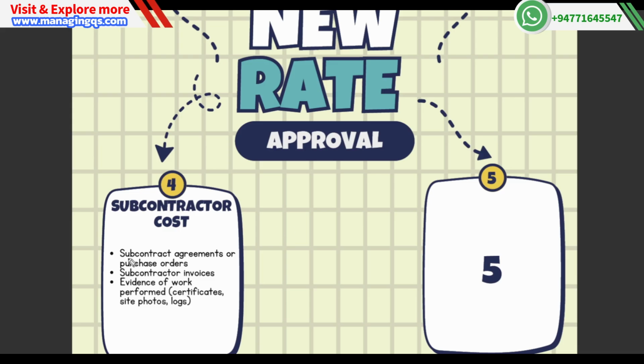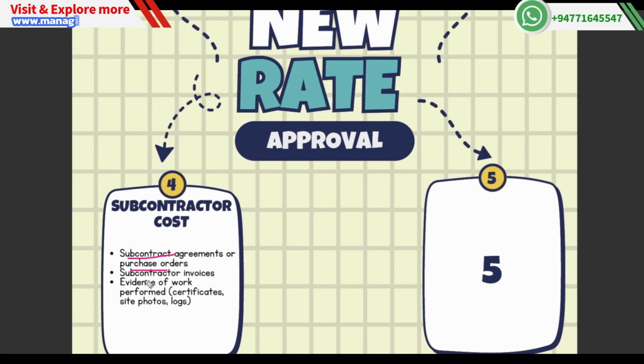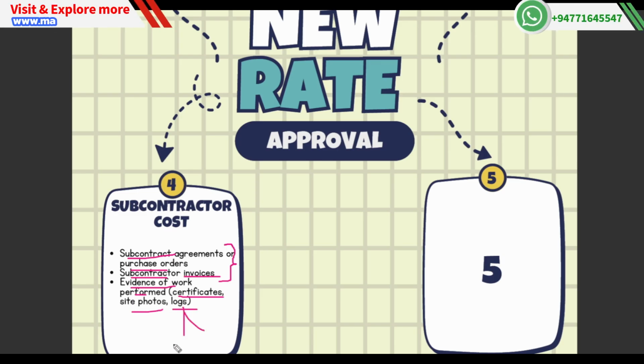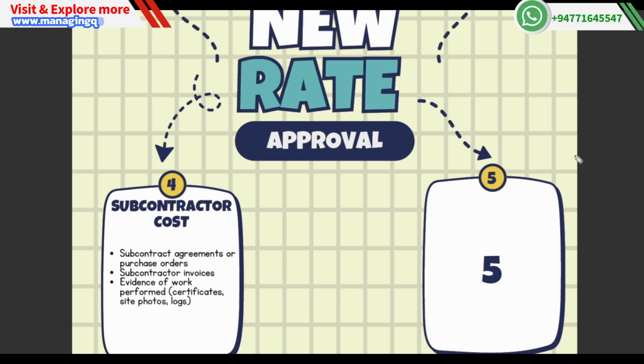The first one is the subcontractor agreements, or we can say the purchase order. The second one is the subcontractor invoices. So these are two important elements of the supporting documentation. The third one is the evidence of work performance. We can say some certificates, site photos, logs. Logs mean some MIRs, material inspection requests, work inspection requests, and other related logs. So we have to ensure whether these documents are available or not.